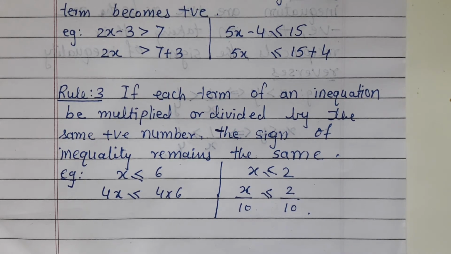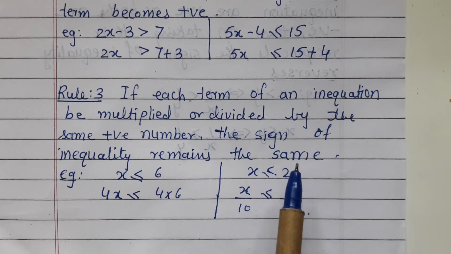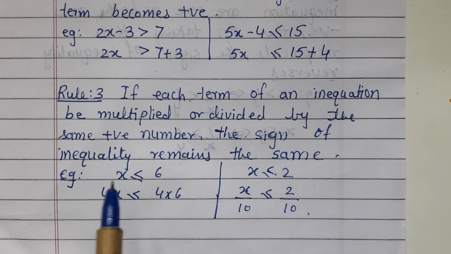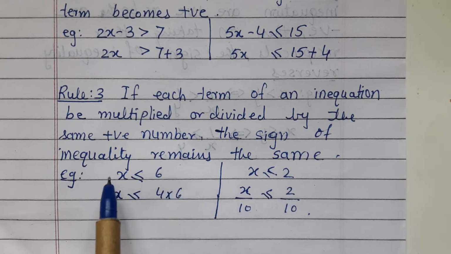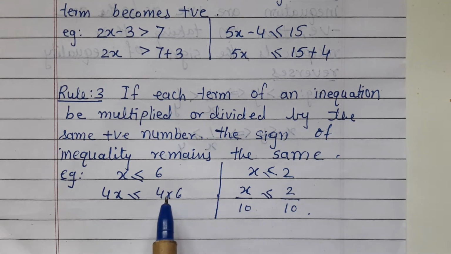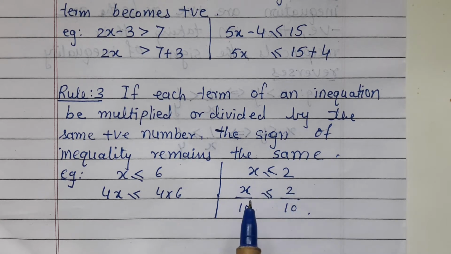Rule 3. If each term of an inequation is multiplied or divided by the same positive number, the sign of inequality remains the same. Take an example, x ≤ 6. When you multiply both sides by a positive number, that is 4, the sign will not change. Second example, x ≤ 2. When you divide both sides by a positive integer, still the sign will not change.